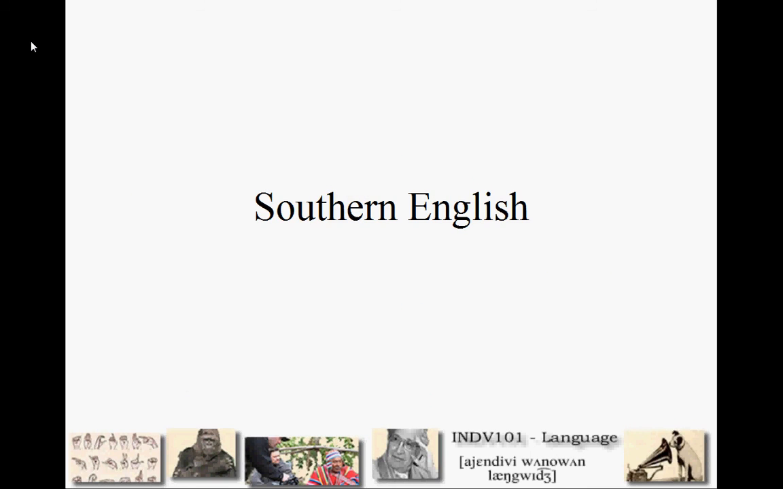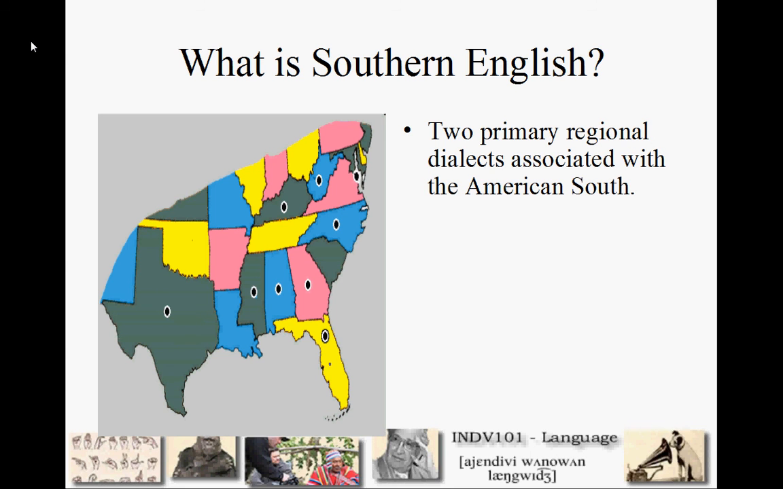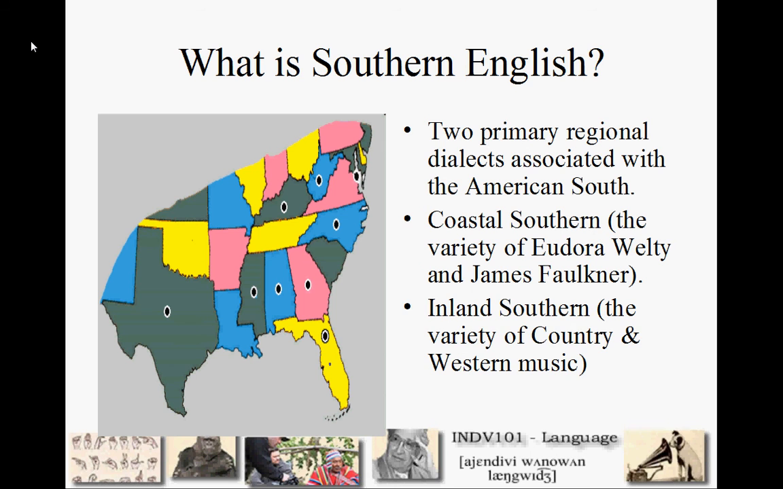Alright, so Southern English. What is Southern English? Southern English is actually several different dialects, two main ones. There is the coastal Southern, and there is inland Southern, which is the variety of country music. And then there's also Texas English. Texas, of course, wants to have its own special dialect.